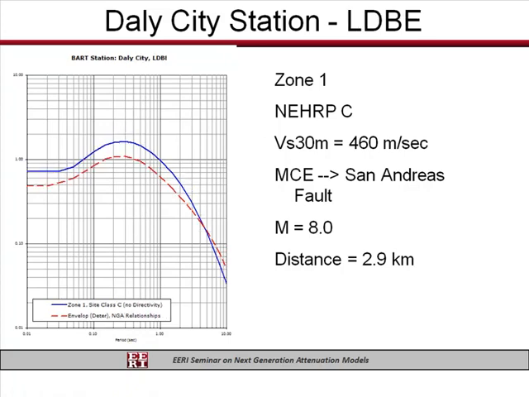Looking at the deterministic, the lower design basis earthquake level, you get again the similar type of results where you get a reduction of about 20 to 30% at PGA and intermediate frequencies. And then as you get up to longer periods, you start to see an increase of the NGA relative to the pre-NGA results.